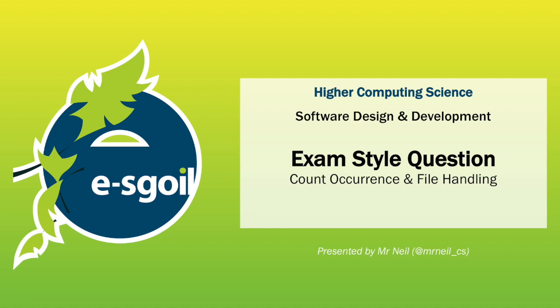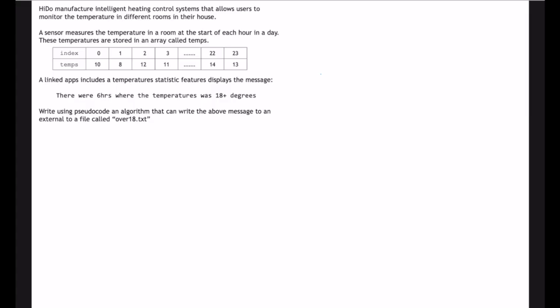Within the Software Design and Development Unit of Higher Computing Science, you need to be able to design a solution to a problem that requires a count-occurrence algorithm. So we're going to have a look at an exam-style question that asks you to do exactly that. Here is our exam-style question.